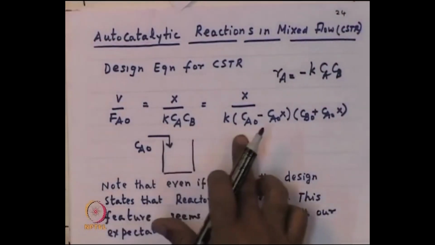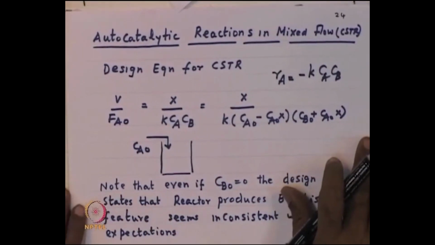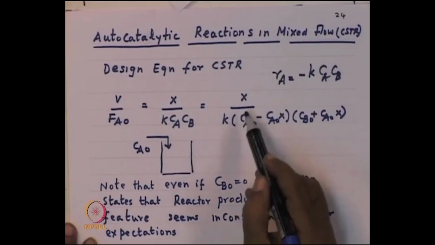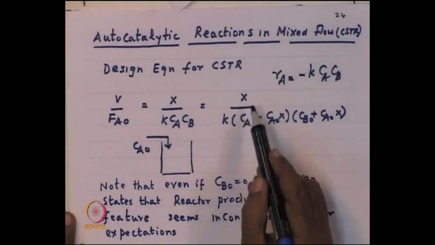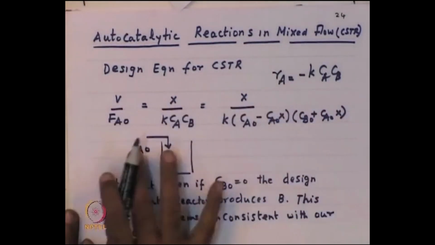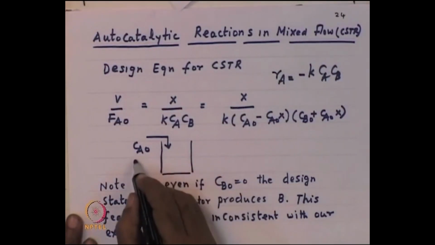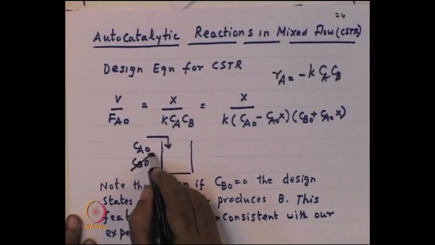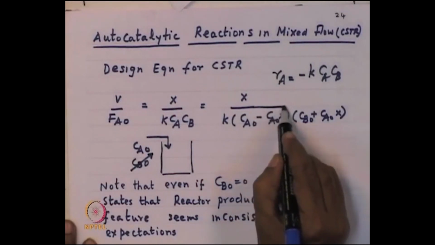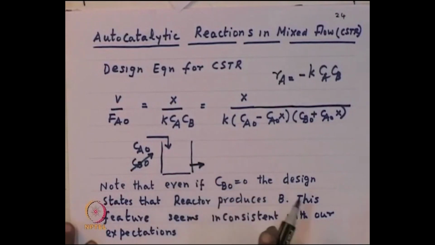Now, I have replaced C A and C B using our conventional stoichiometry. If you look at this equation carefully, what it says is, if I specify a conversion x that I want, straight away you will be able to find the size of the equipment. In the way it is formulated here, it does not say that the feed should contain C B 0. It says C B 0 can be 0, because this result tells us that it does not matter. C B 0 need not be present in the feed.